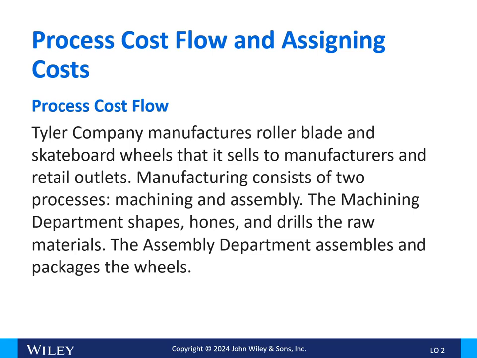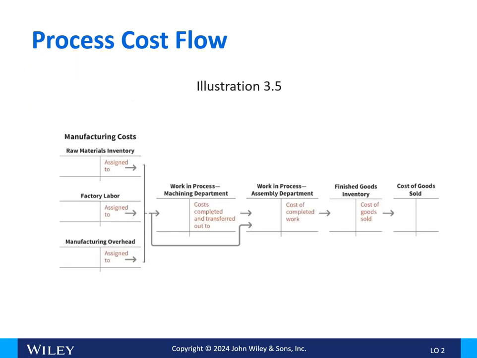Tyler Company manufactures rollerblade and skateboard wheels that it sells to manufacturers and retail outlets. Manufacturing consists of two processes, machining and assembly. The machining department shapes, hones, and drills the raw materials. The assembly department assembles and packages the wheels. So we'll look at an illustration of how these costs get assigned to the different accounts.